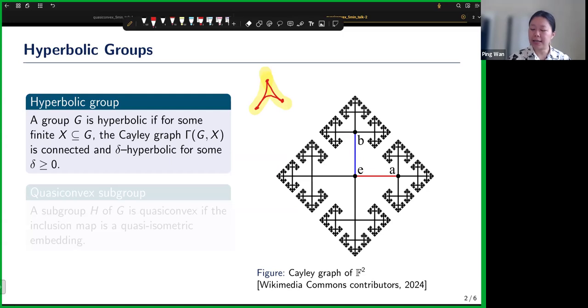An example here is a rank 2 free group. This rank 2 free group could be generated by two generators, so that's the finite generating set. And the Cayley graph is an infinite tree, so it's connected and contains no loop, which means any triangle in this tree looks like this. So this is a zero slim triangle. Since the Cayley graph is connected and zero hyperbolic, the rank 2 free group is a hyperbolic group.